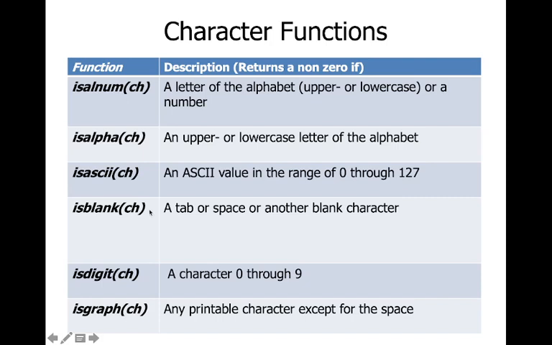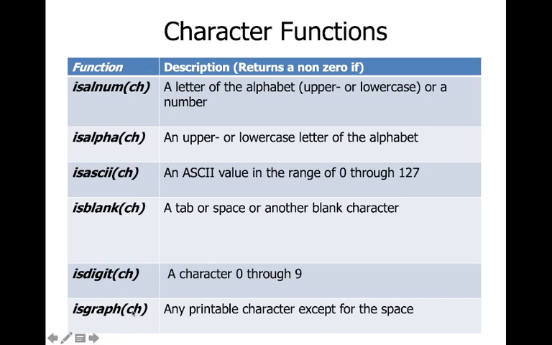isblank of ch. It will return true for a tab or space or another blank character. If it is a white space or a tab or any other blank character, then it will return a non-zero value. Then isdigit of ch. If ch is a digit from 0 to 9, then it will return a non-zero value. So all this ch is a single character. We are using these character functions to test a character. So all these are testing functions.